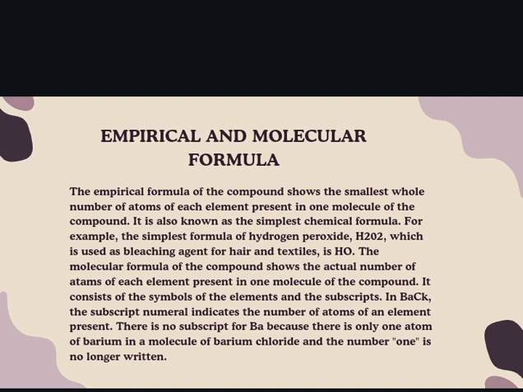The molecular formula of the compound shows the actual number of atoms of each element present in one molecule of the compound. It consists of the symbols of the elements and the subscripts in the back. The subscript numeral indicates the number of atoms of an element present. There is no subscript for Ba because there is only one atom of barium in a molecule of barium chloride, and the number 1 is no longer written. Empirical formulas show the simplest whole number ratio of atoms in a compound. Molecular formulas show the number of each type of atom in a molecule.